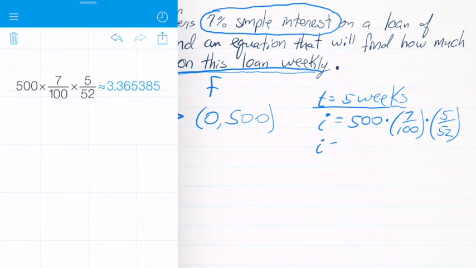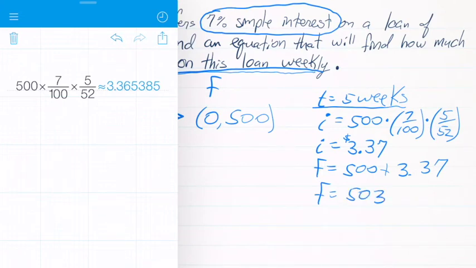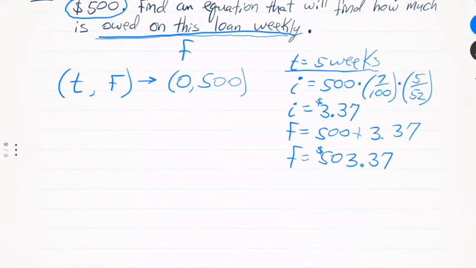So the interest is equal to $3.37. All right, so therefore the future value is the $500 plus the $3.37 for a grand total of $503.37. So what that gives me is another coordinate. And the other coordinate, let's do it in a different color. In terms of t comma f, we have to keep the order the same. The time is 5 weeks, and the amount of money in there is $503.37.